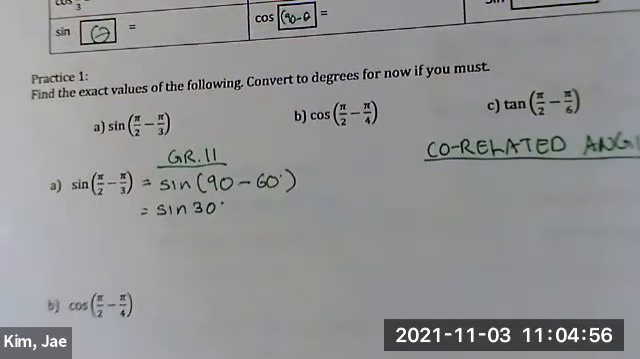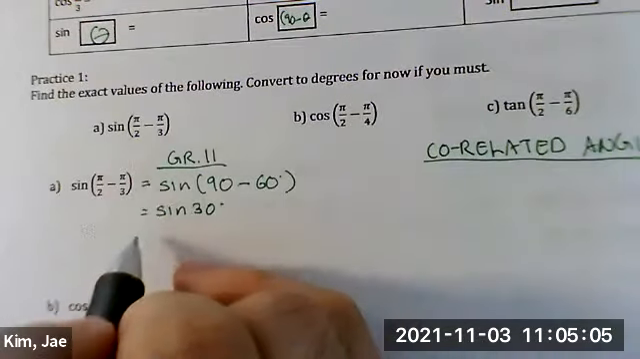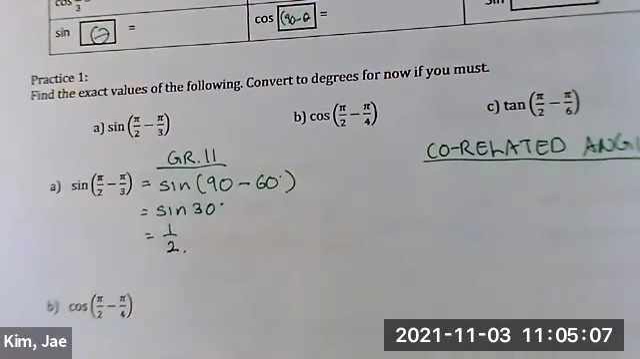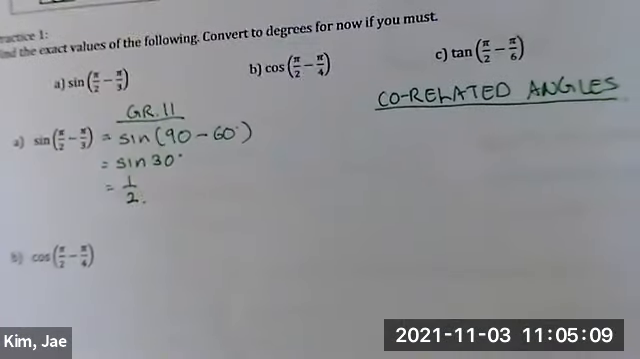So grade 11, you can just plug in. You can do 90 minus 60 in your head. I know you can, right? And so let's solve it. Sine 30 using special triangles. The answer is 1 over 2.